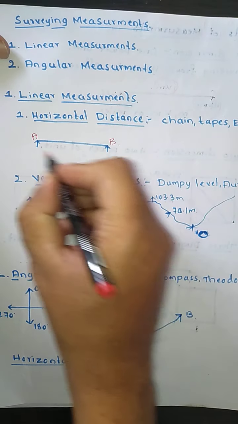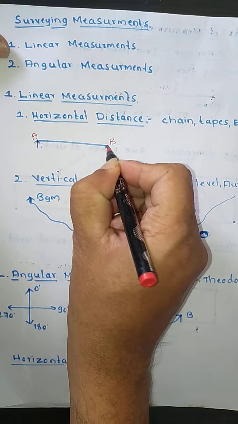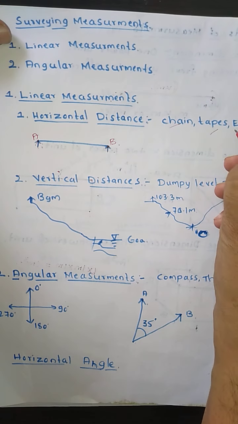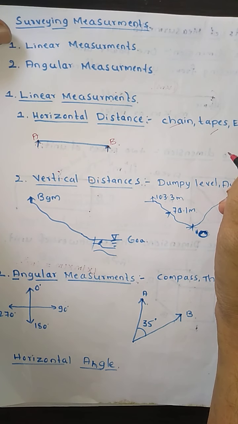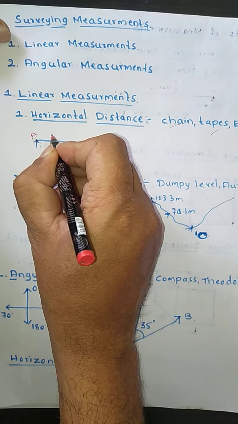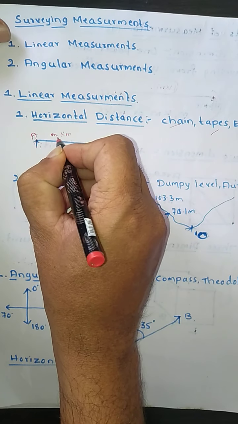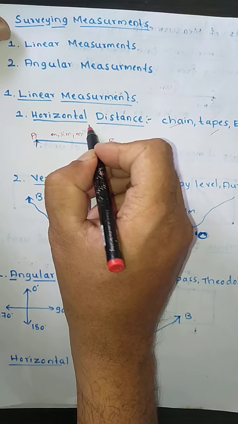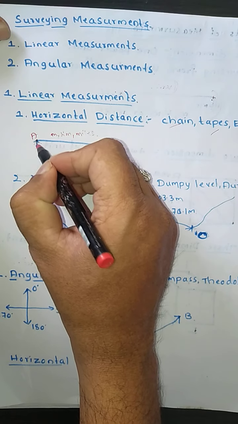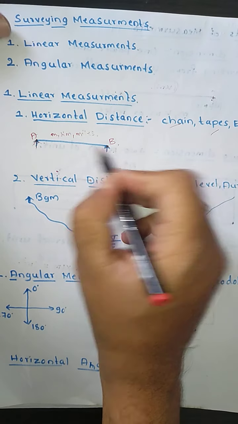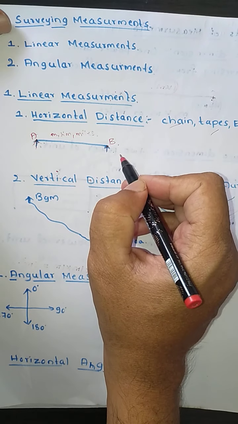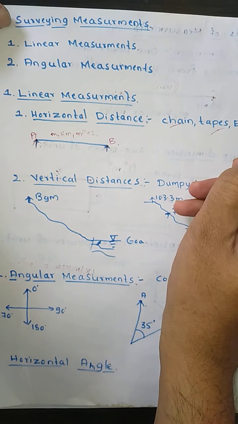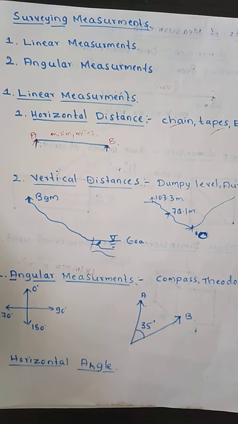If the distance has to be measured between the two points, how are you going to measure? You are going to measure either by using chain, tapes or electronic distance measuring devices. The distance you are going to measure, as I have told, is either in meters or kilometers or in terms of miles. So for horizontal distance, when we want to determine a distance between two particular objects, we will be measuring it by using chain, tapes or electronic distance measuring devices.